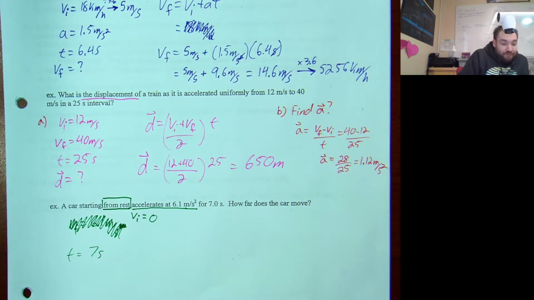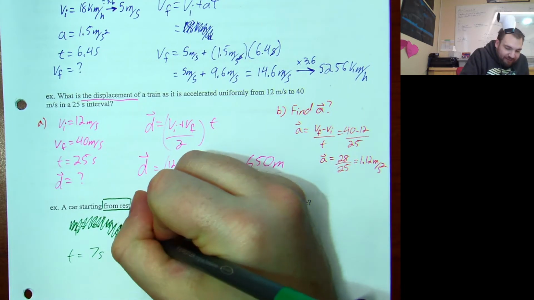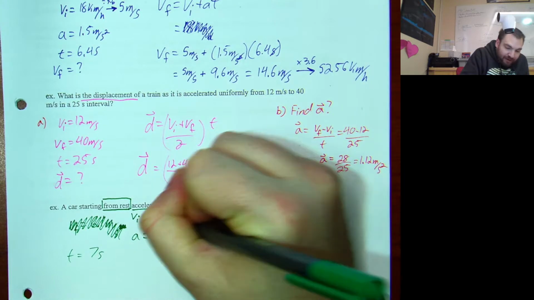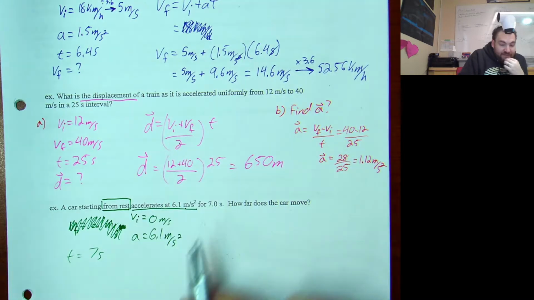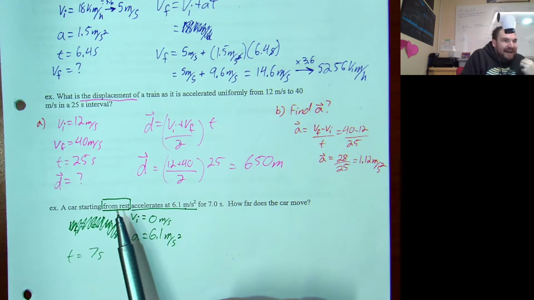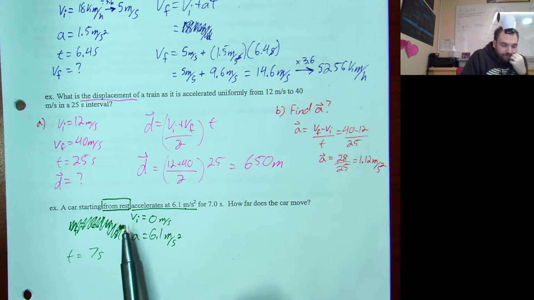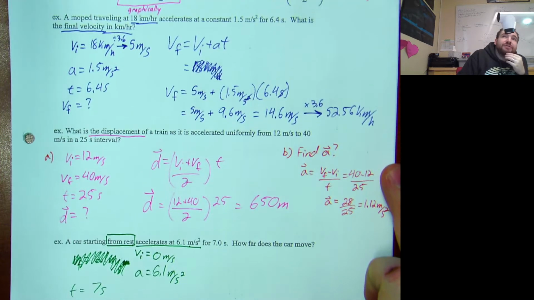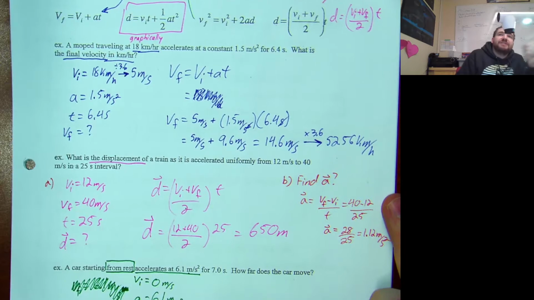That's acceleration, which you've already corrected yourself. Acceleration is 6.1 meters per second squared. And my initial velocity is VI equals 0. That from rest piece means initially I'm not moving. So now to find out how far the car goes, which kinematic equation am I going to use?